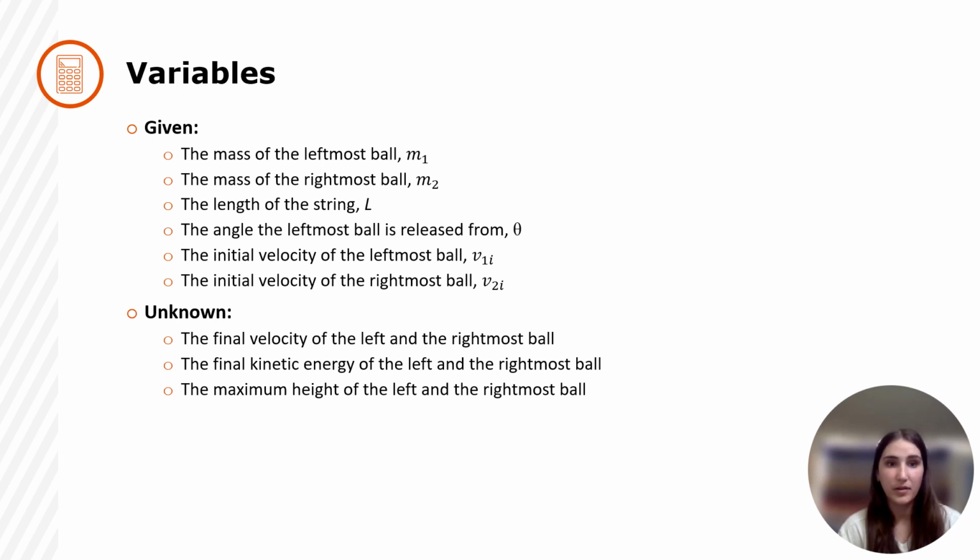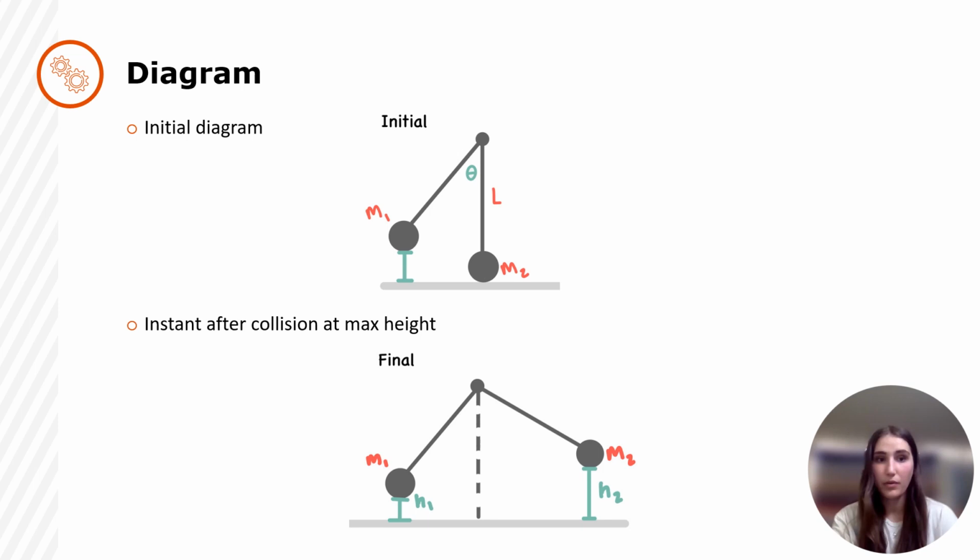In this slide, we have provided a list of the known and unknown variables. Ultimately, our goal is to define the maximum height which both of the balls will reach. Both of the balls start with an initial velocity of 0 meters per second, and then after release, m1 gains velocity until the collision with m2, where m1 and m2 are displaced, and each reach separate max heights of h1 and h2.